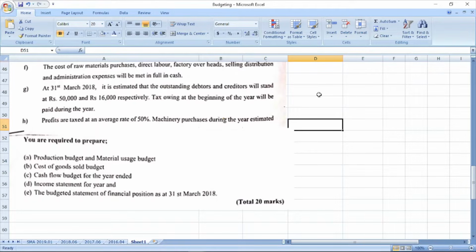Tax owing at the beginning of the year will be paid during the year, and profits are taxed at an average rate of 50%. Machinery purchase during the year is estimated. You are required to prepare the production budget and material usage budget, cost of goods sold budget, cash flow budget for the year ended, income statement for the year ended, and finally the budgeted statement of financial position as at 31st March 2018. Okay, first they ask for the production budget and material usage budget.